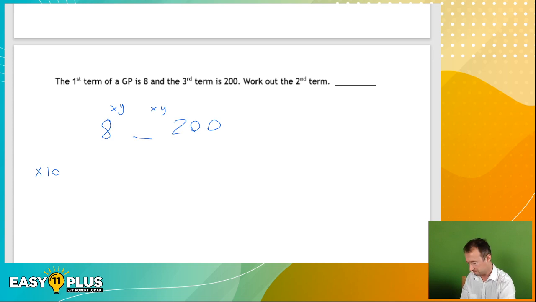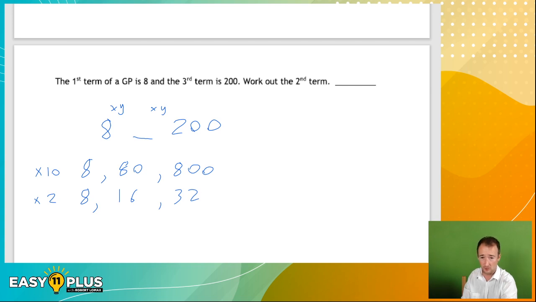Imagine that y is 10. So we'd have 8, and then we'd have 80. Whoops, I'll put commas in here. And then we'd have 800. Whoa, that's much too big. Okay, so that isn't right. Then we say, okay, that's far too big, so we're going to go much lower. So then we say, okay, what about 8 times 2? So we got 8, 16, 32. And that's far too low.